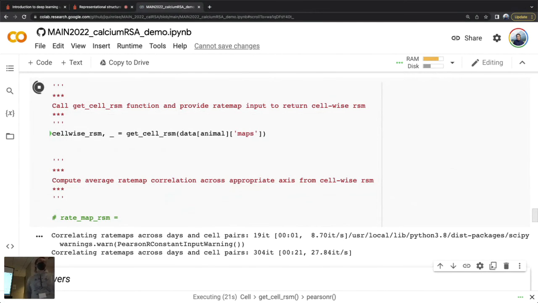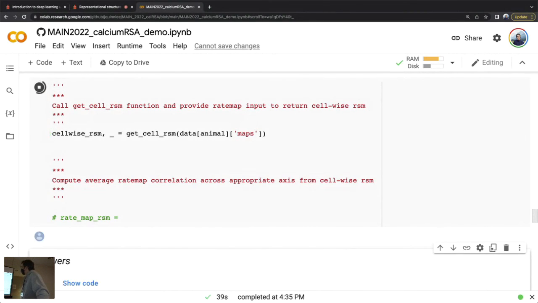I built it this way because we could do interesting things even with the RSMs of individual cells, because you have a rate map for every cell. So you can build the representation cell by cell even if you wanted to, right? So I'll just show you what the shape of this is to give you that impression.